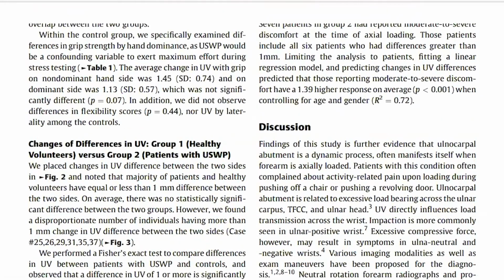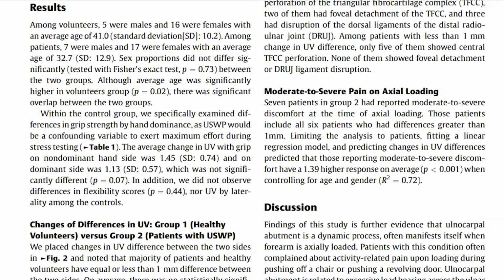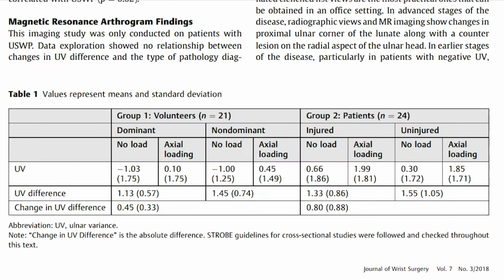So if you look at this, group 1 is the volunteers and group 2 are the patients. The patients are the ones that have ulnar-sided wrist pain. The ulnar variance in the volunteers, if you look at them, with no load, axial load, dominant, non-dominant, there's not a significant difference between those. The ulnar variance difference is very small, and it's 0.45.